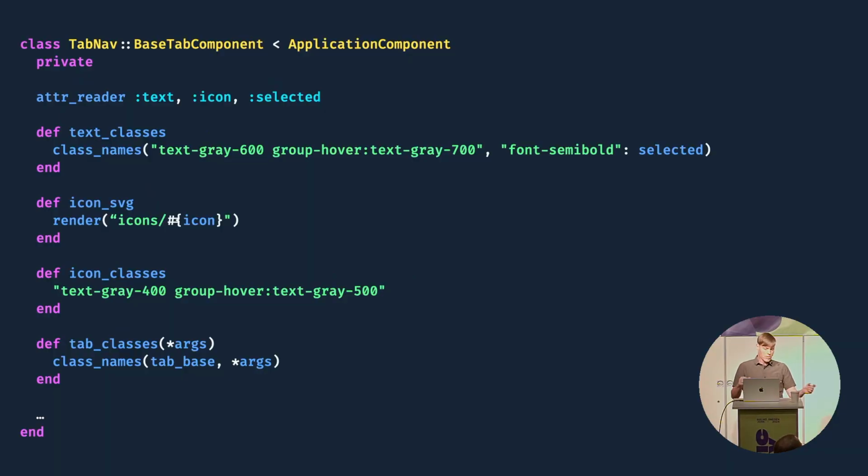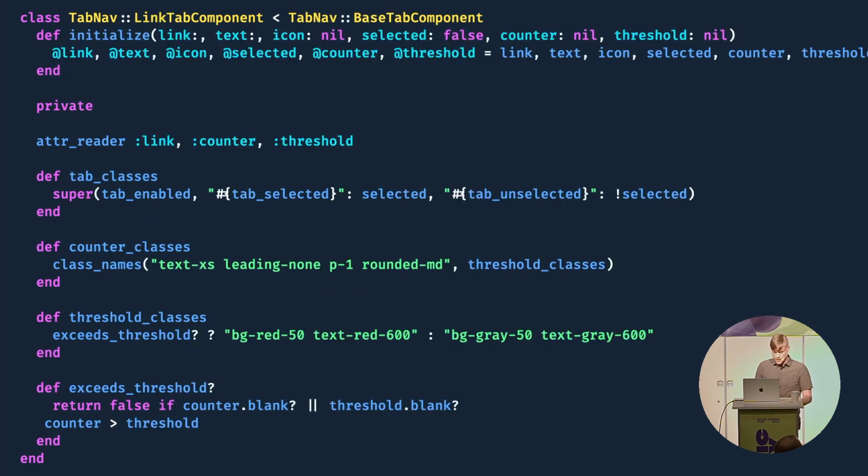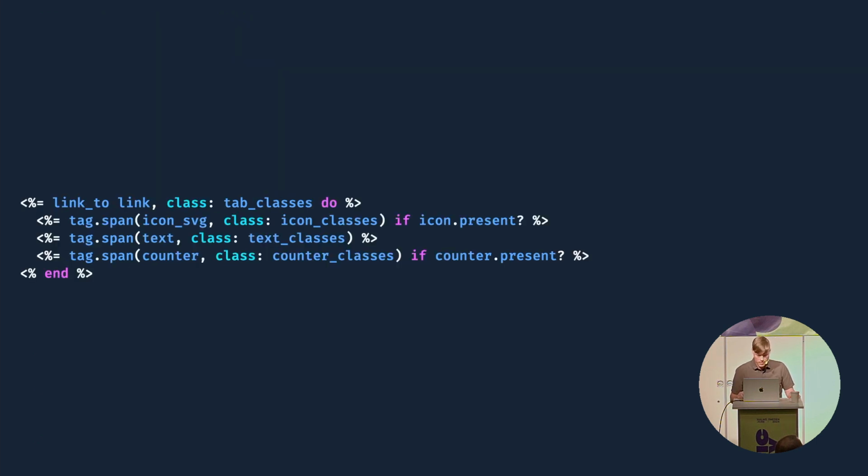Since there are several similarities between these 3 types of tabs, we'll create a base tab component for the shared logic that won't have its own template and won't actually be rendered, and we'll create 3 subclasses to inherit from it. So the link tab component requires a link and text with optional icon, selected state, counter, and threshold. And this is its template.